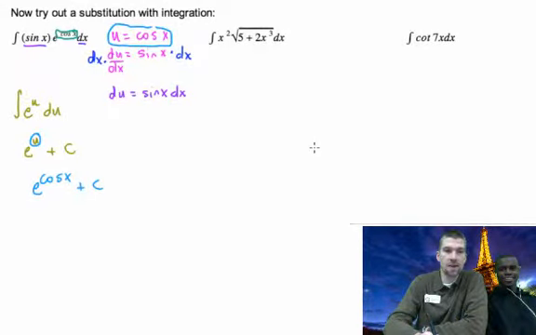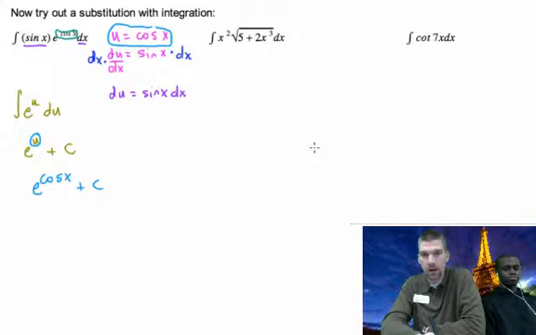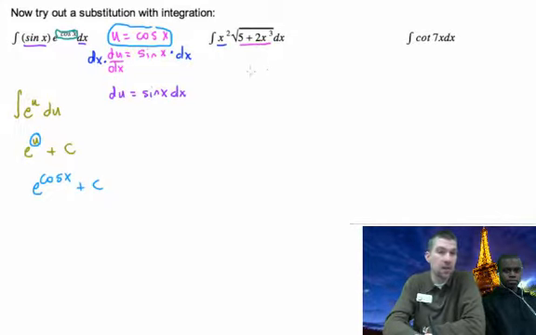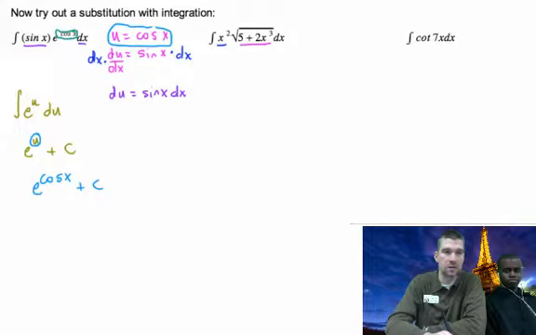All right, so let's look at the next problem here and find an integral of x squared times the square root of 5 plus 2x cubed. So one of these is the derivative of the other, and let's look at it as kind of two pieces. We've got 5 plus 2x cubed here, and then we've got x squared out here. Now, which one could be a derivative?